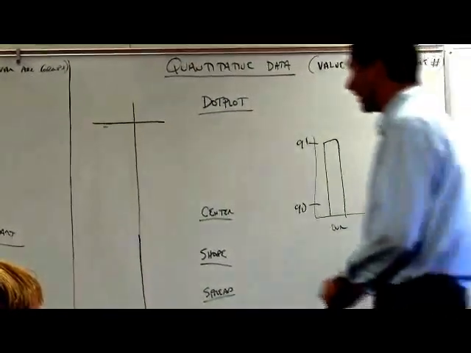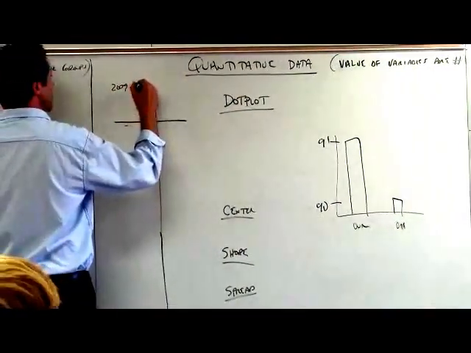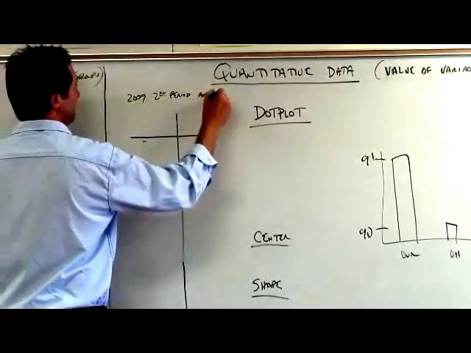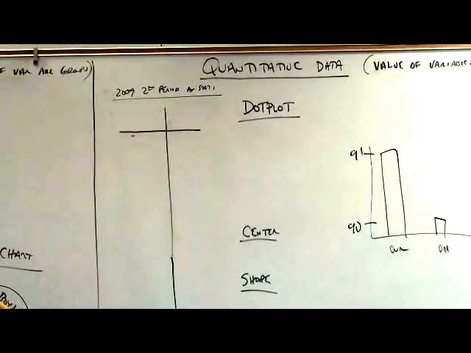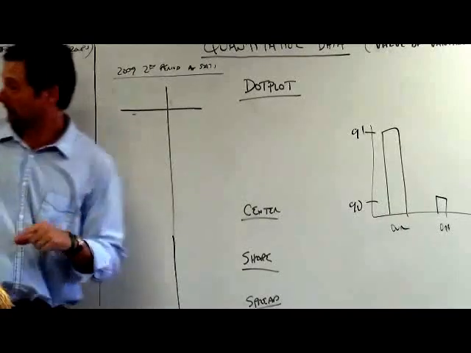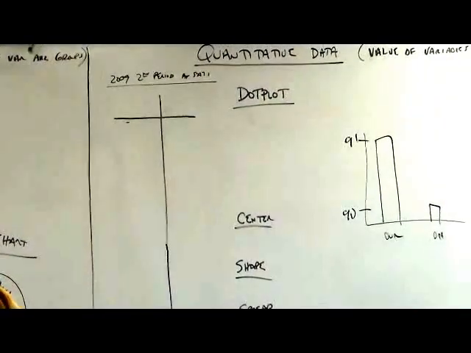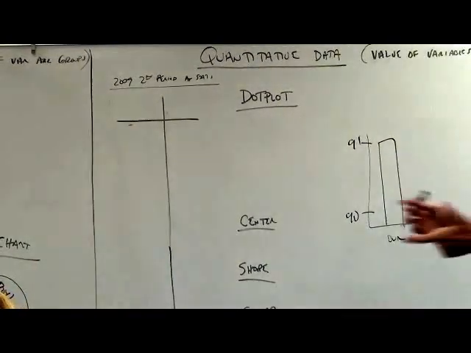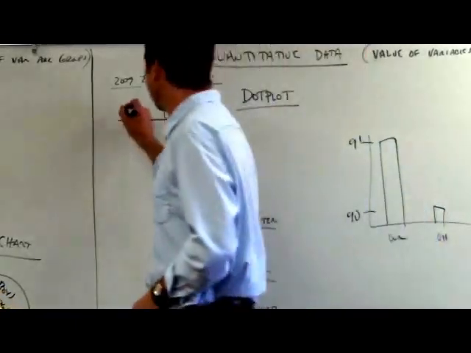Okay, so I guess we have the same individual, right? We're studying the 2009 second period AP stats. All right, Zane, what goes here? That would be the test score. Yes. We're just defining what the variable of interest is here. So what variable are we looking at? We're looking at their test scores. If you want to get fancy, you could say chapter one test scores, but just test scores is fine.